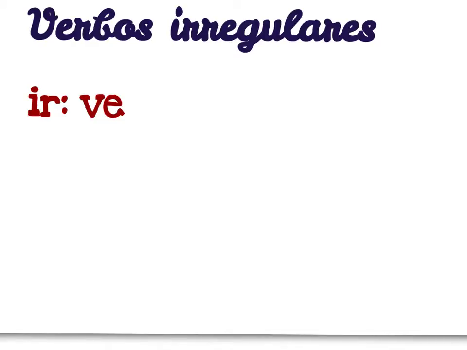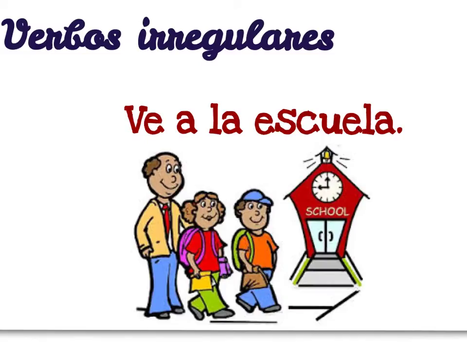Ir, which means to go, becomes ve. Notice ve is also ver in the él form. So this is when you would use context to determine if you're saying see or go. Por ejemplo, ve a la escuela, go to school. It wouldn't make sense if I'm saying ve as in ver, which means see the school. Again, that's using context clues to figure out what the person is trying to say.